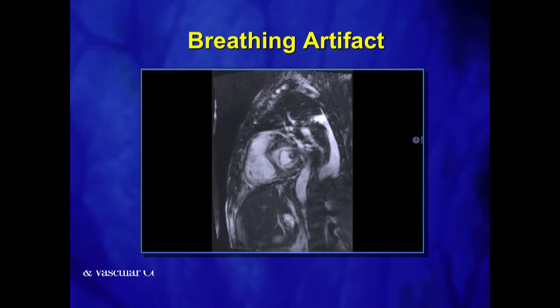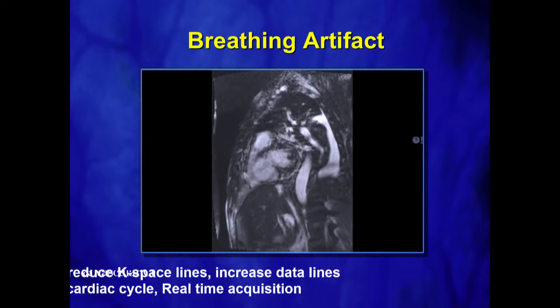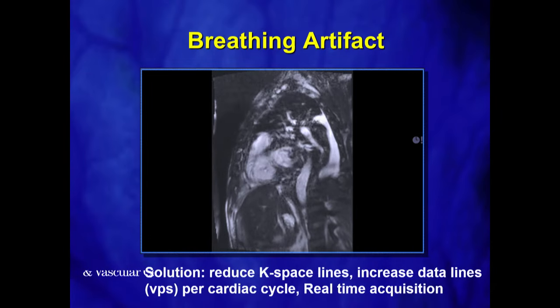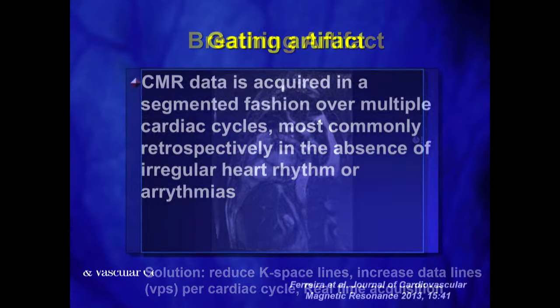This is a Cine SSFP at the level of the mitral valve. You can see this motion in the abdominal organs. This is really how you can diagnose breathing artifacts. Obviously, I need to be able to acquire images in a shorter period of time. One thing that can be done is reducing the number of k-space lines or segments. The other thing is that you can increase the number of lines or volumes per second per cardiac cycle. This will unfortunately affect your resolution. And lastly, we can use what we call real-time acquisition if the patient is not able to hold their breath because of long acquisition time.